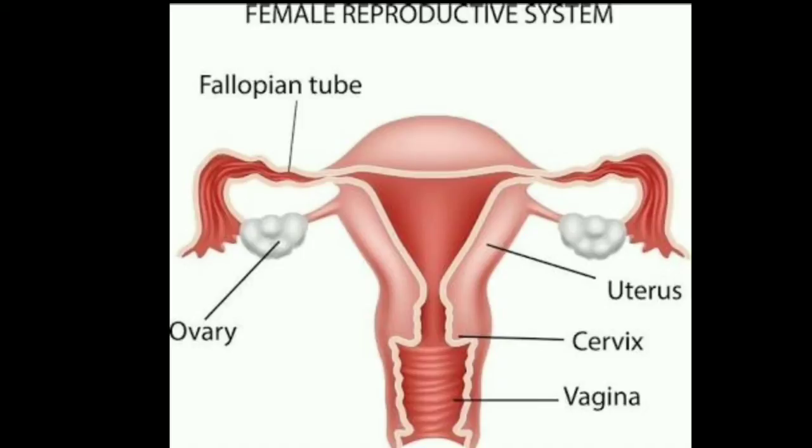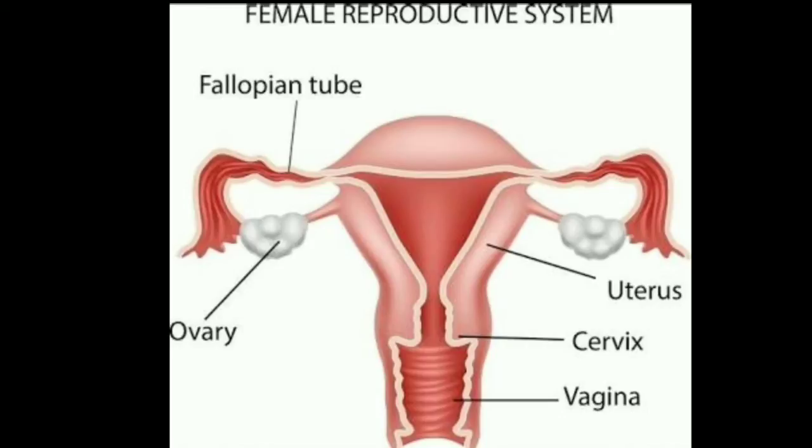Let's discuss the different parts of the female reproductive system. The first part of the female reproductive system is the pair of ovaries. The ovaries are the primary reproductive organs in human females, just like the testes are the primary reproductive organs in human males. The ovaries contain Graafian follicles. These Graafian follicles mature to form the egg or ovum.